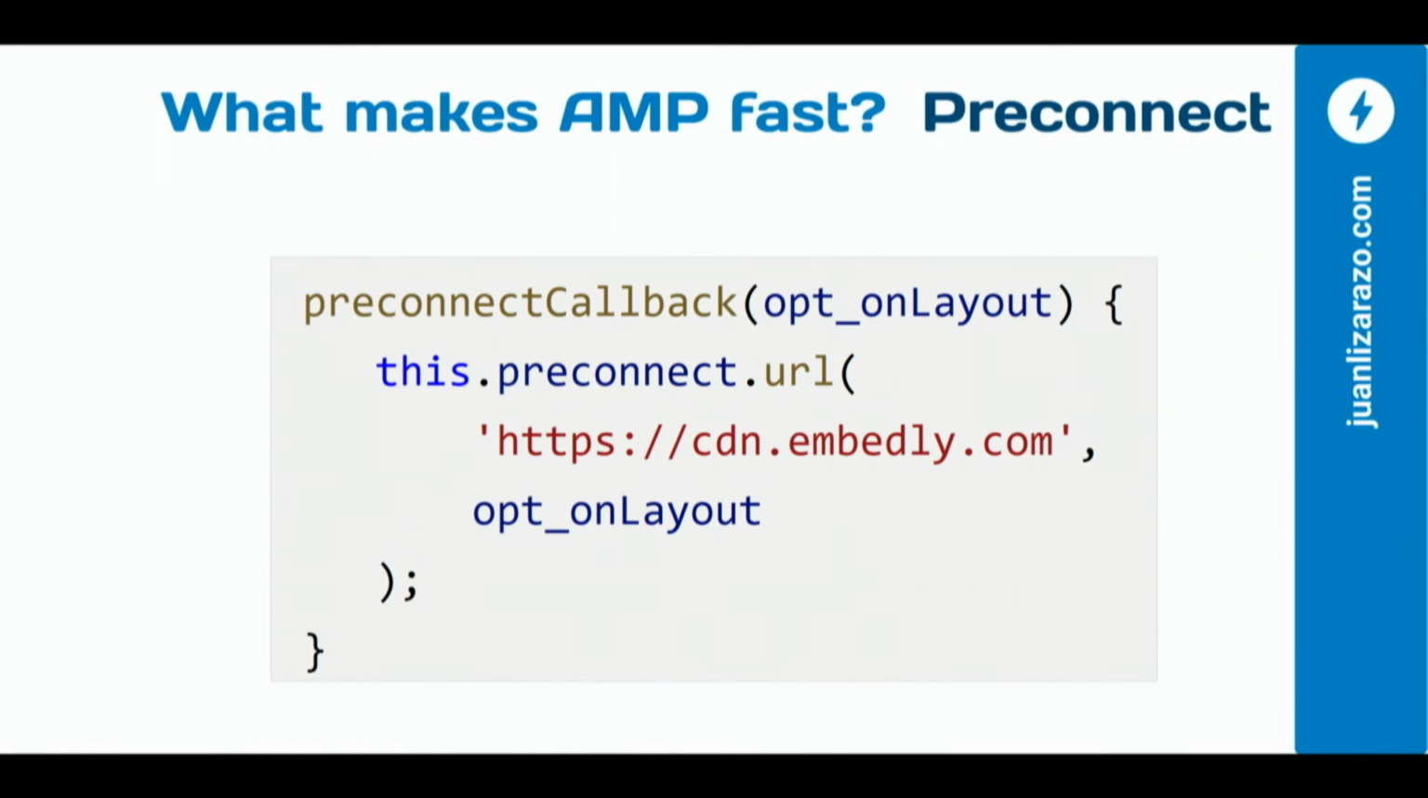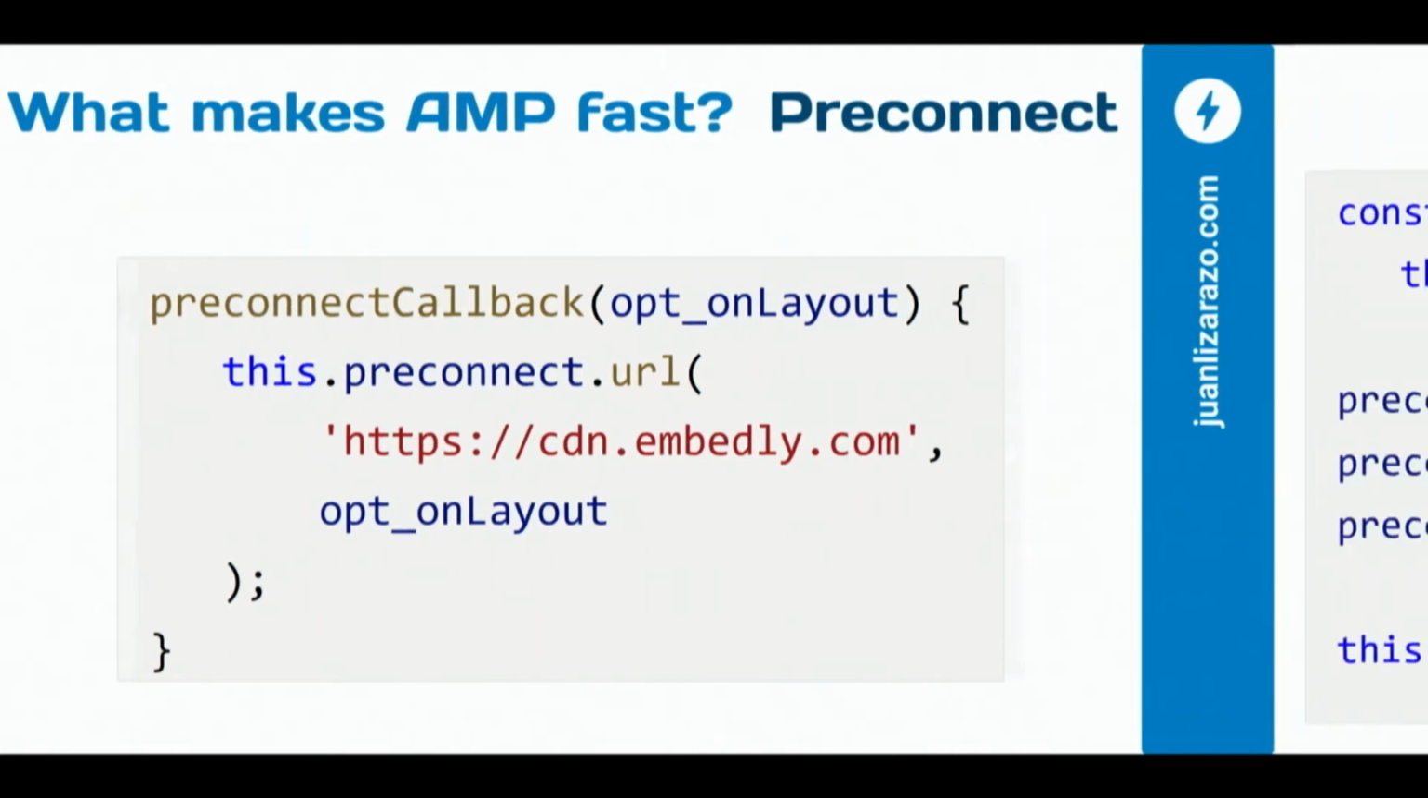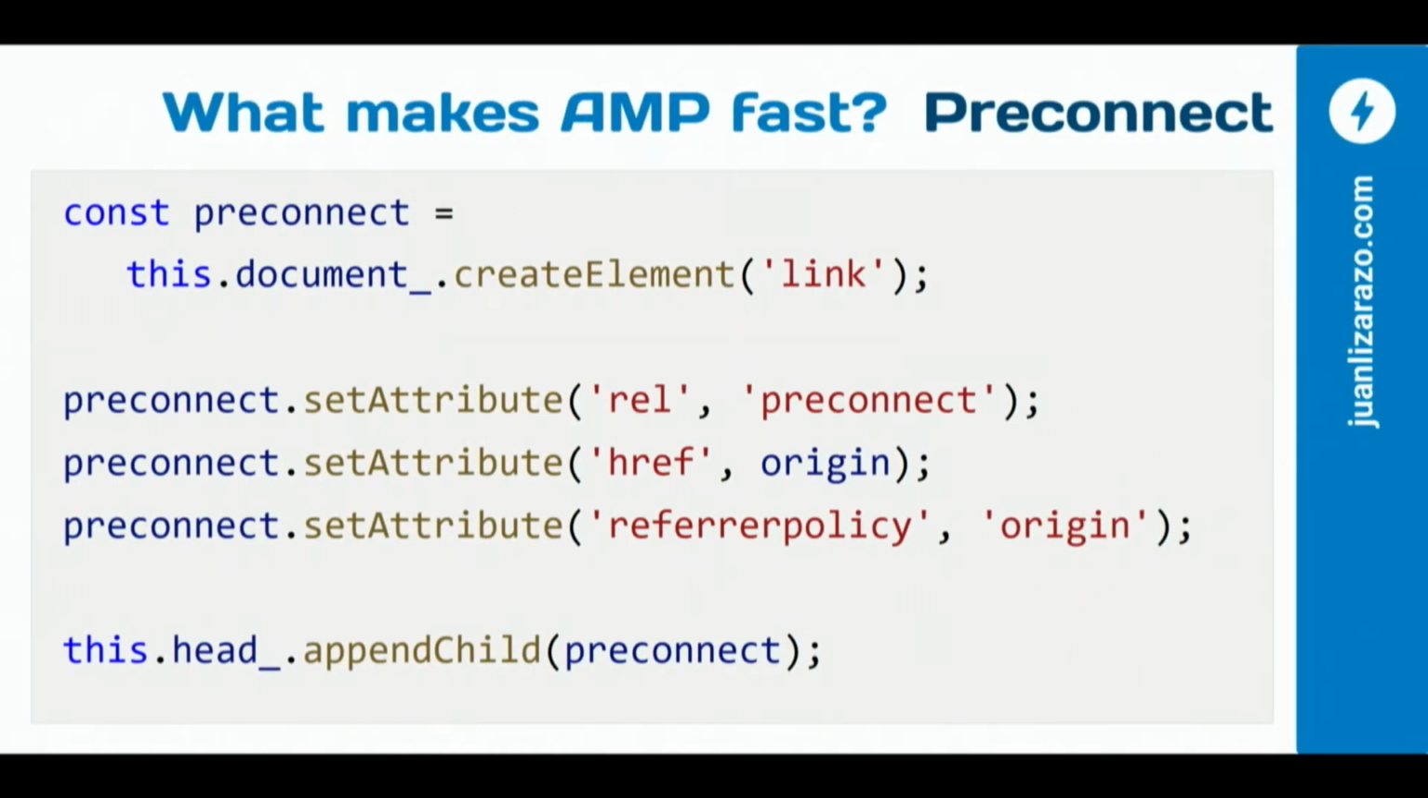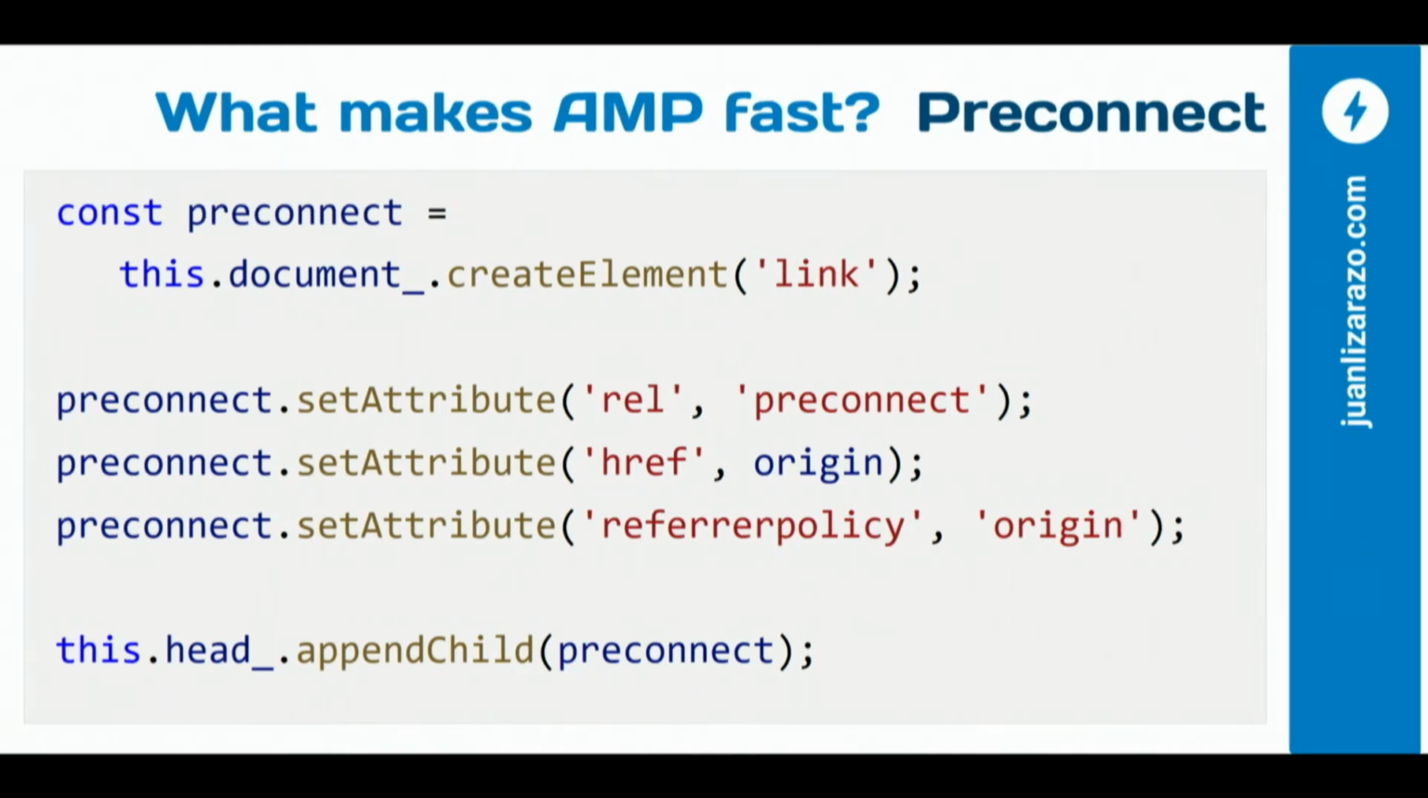But if you want to go another level deep, how can you apply it on your own projects? If you're not using AMP, you can just create something like this. This is what the project does. It just creates an element, uses the link element, sets the attributes, and appends it to the head of your markup. So it's really simple. But by doing this, with early connections, you are masking the cost of establishing the connection. So this increases your speed by a lot.